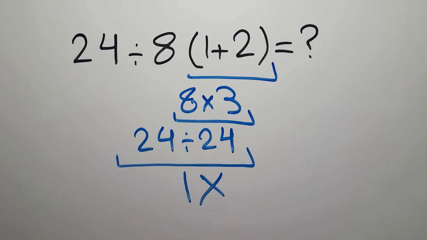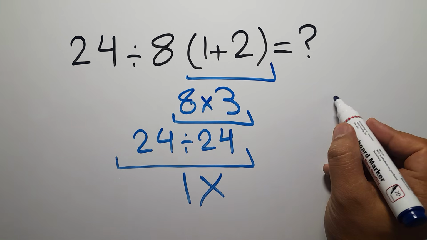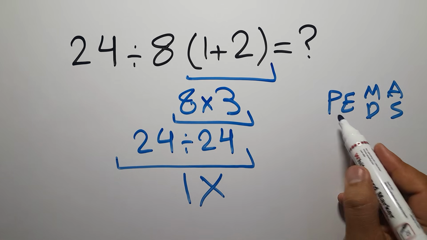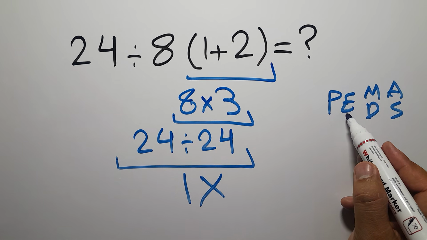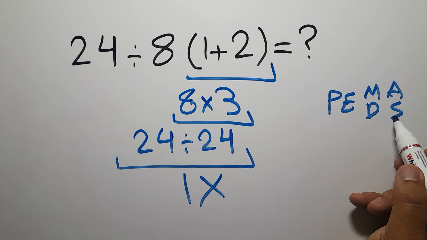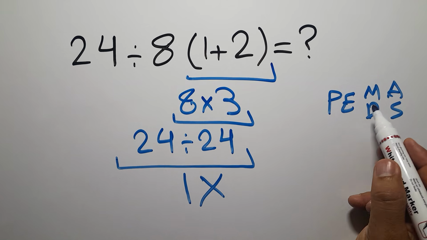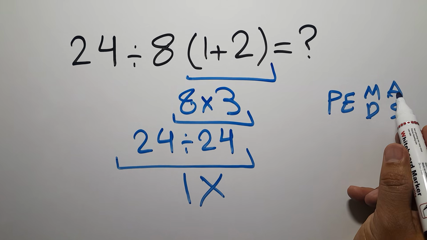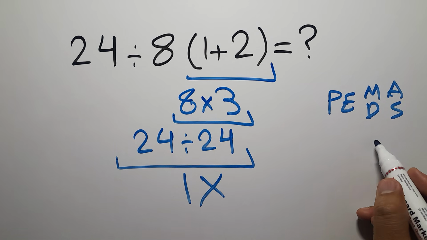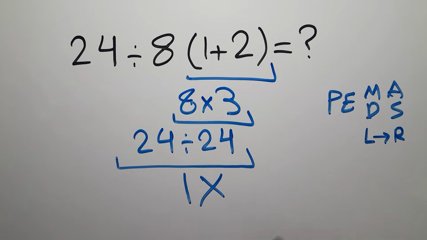But this answer is not correct, because according to the order of operations, which is PEMDAS, P stands for parentheses, E stands for exponent, M and D stands for multiplication and division, and A and S stands for addition and subtraction. First, we have to do parentheses, then exponents, then multiplication or division, and finally addition or subtraction. Remember that multiplication and division have equal priority, and we have to work from left to right. And the same applies to addition and subtraction.